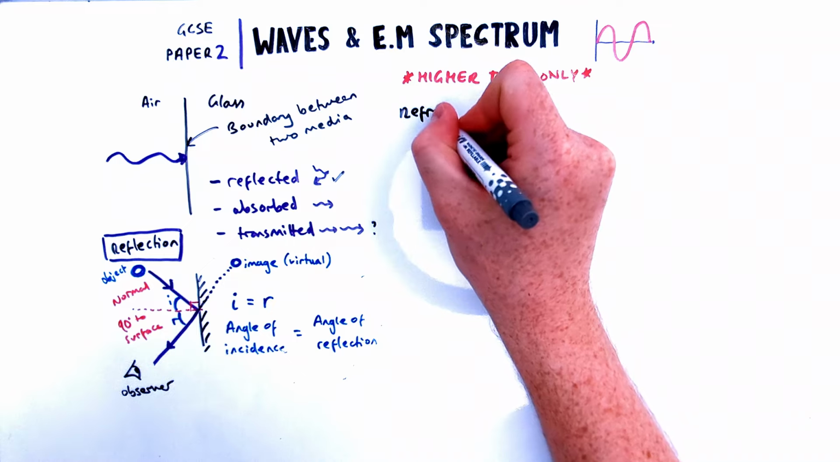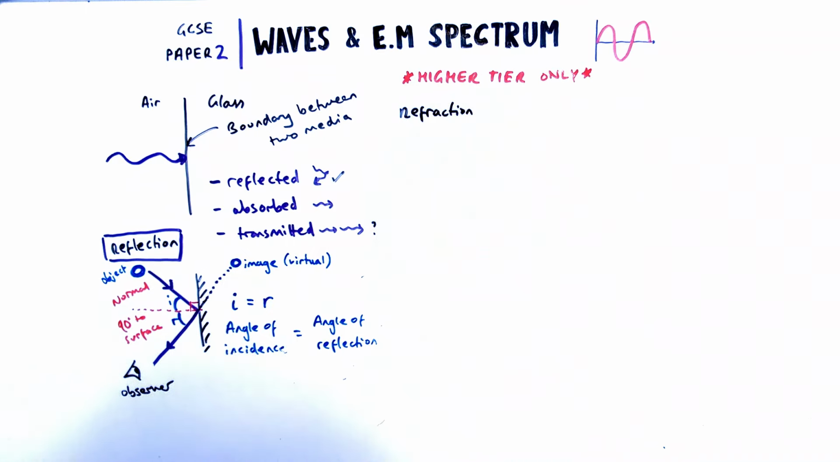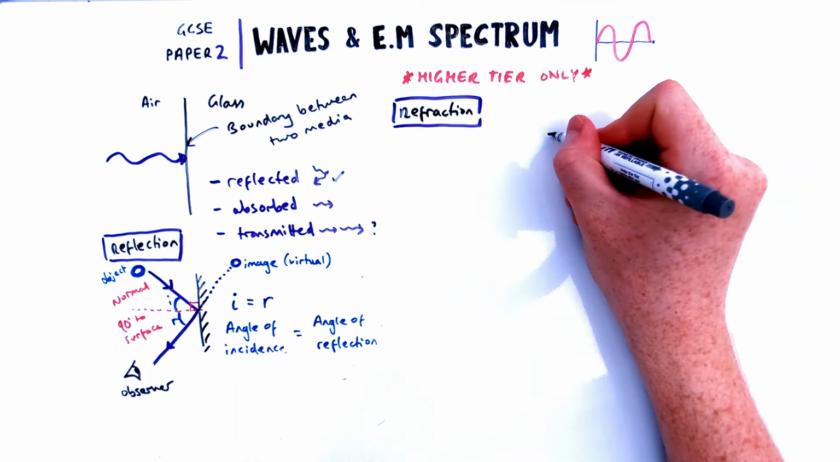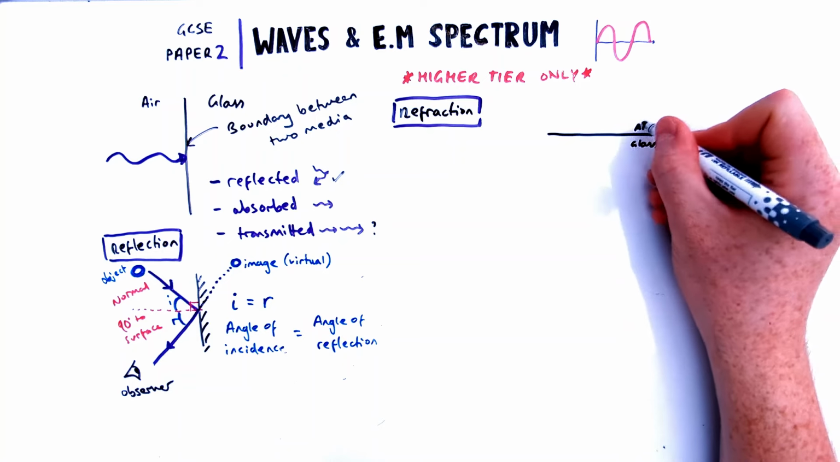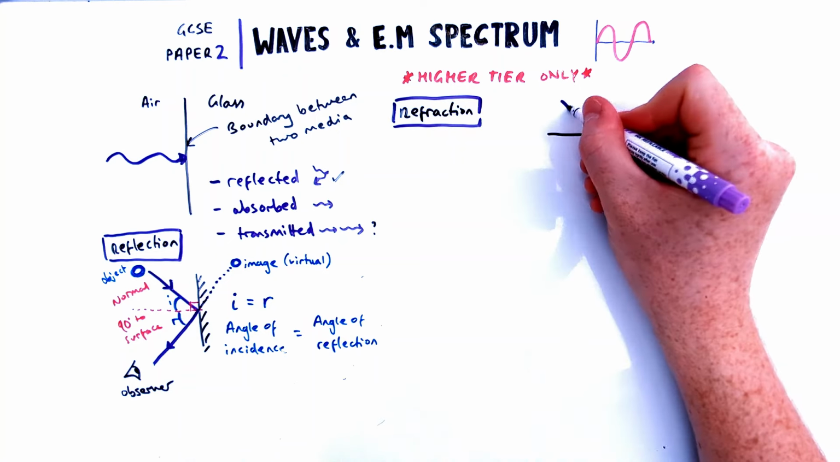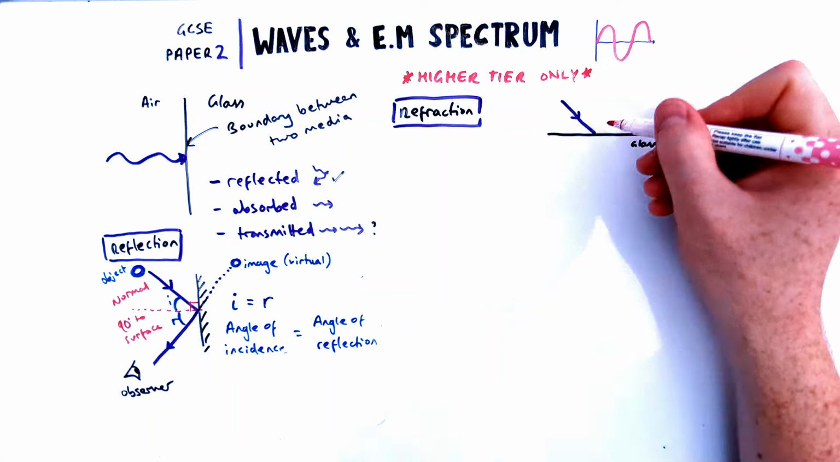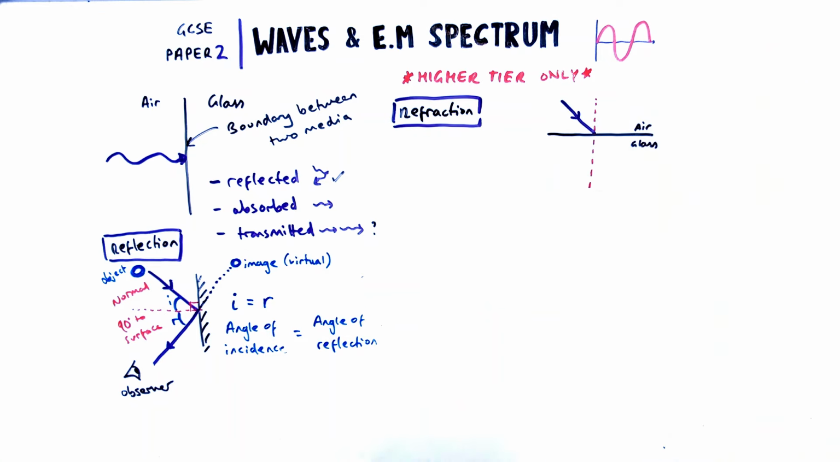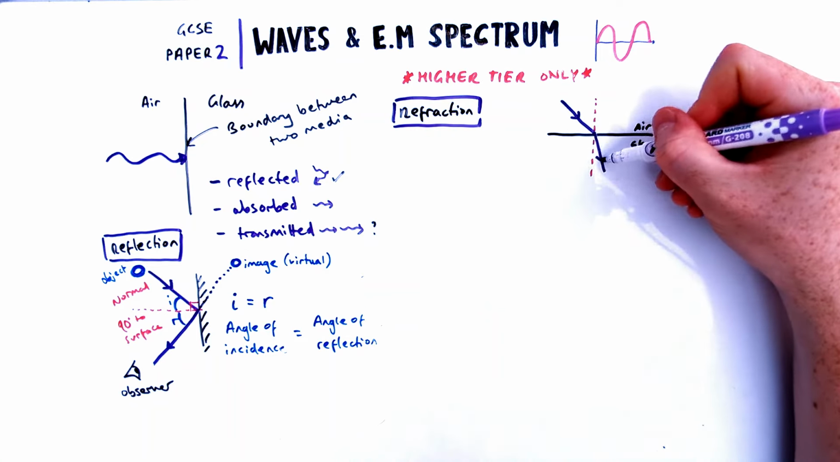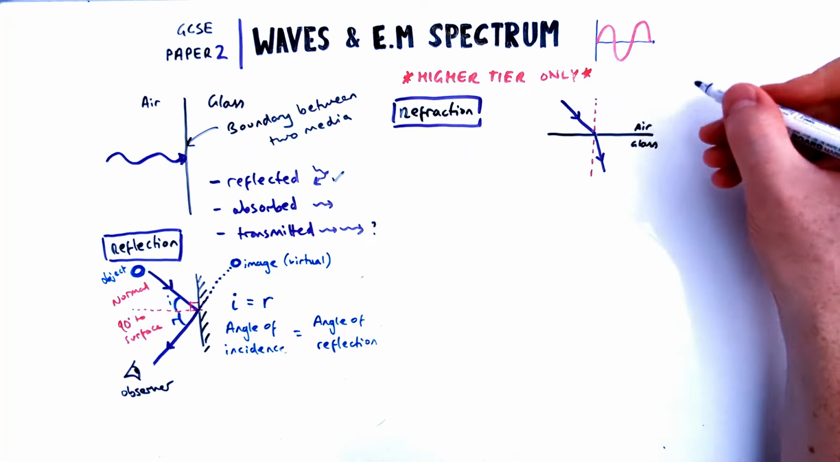So reflection and what we're going to look at next, refraction, are examples of higher tier topics, not separate science only, but topics you'd only find on a higher tier paper. So refraction is an example of what happens when a wave gets transmitted through a different material. Transmitted sort of means just let through. So what happens with refraction, let's go from air into glass this time rather than a mirror, is that the ray of light changes direction.